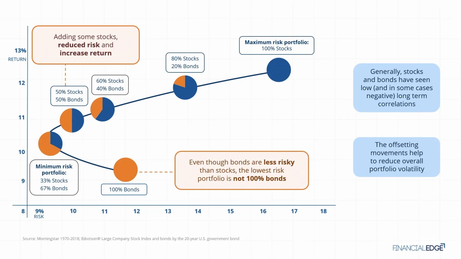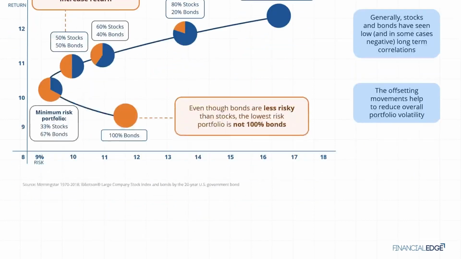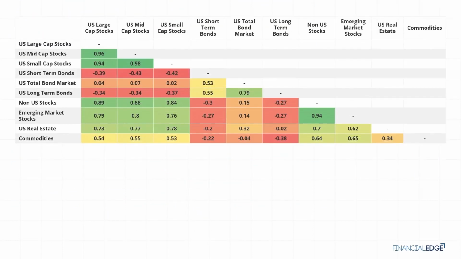As a result, adding just a small amount of stocks to an all-bond portfolio actually reduced the overall risk of the portfolio. However, including more stocks beyond this minimum point caused both the risk and the return of the portfolio to increase. In this table, the highest correlation is between U.S.